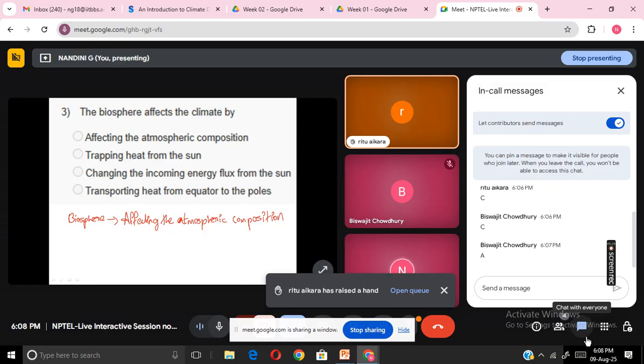Due to the anthropogenic emissions, the amount of greenhouse gases present in the atmosphere is increasing. As we learned in the last class, around a 50% increase in the amount of carbon dioxide is seen due to enhanced anthropogenic emissions. So it is increasing the amount of greenhouse gases present in the atmosphere. That's how it is affecting the composition.